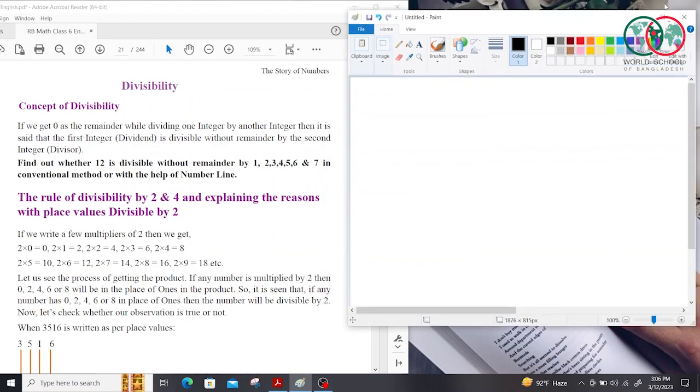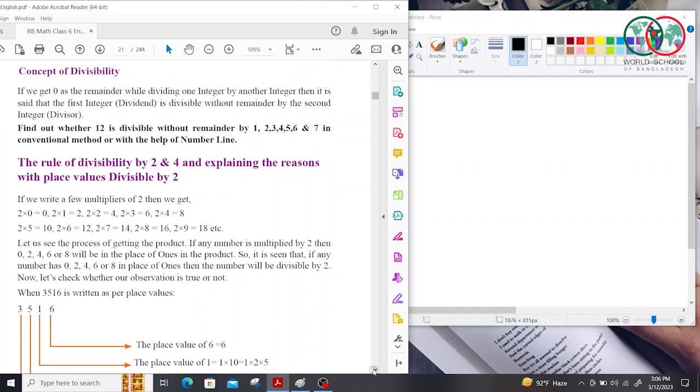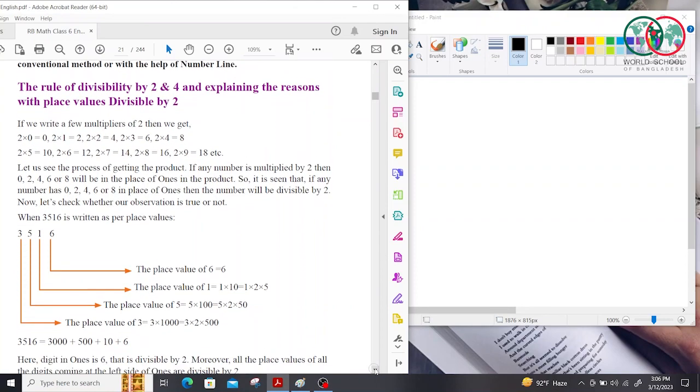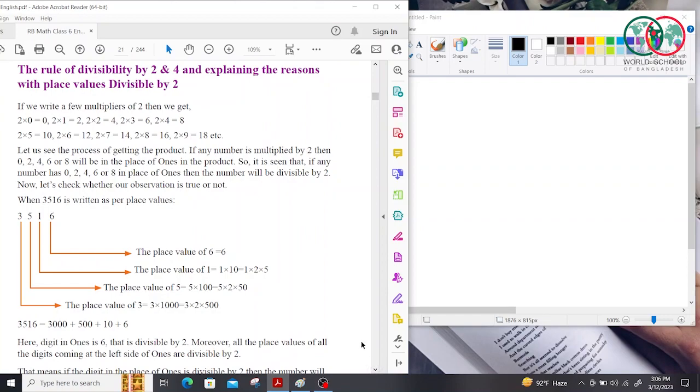Okay, so our first topic here is the rule of divisibility by 2 and 4. Here we can see that any number which is divisible by 2, like 2 times 0 is 0, 2 times 1 is 2, 2 times 2 is 4. So these are direct multiples of 2. If we multiply any number by 2, then we get 2, 4, 6, 8, 10, 12. So these numbers are divisible by 2. So how will we understand the pattern?